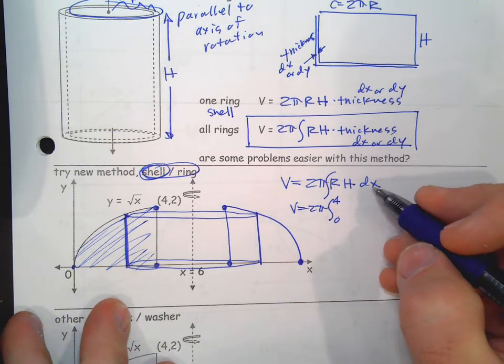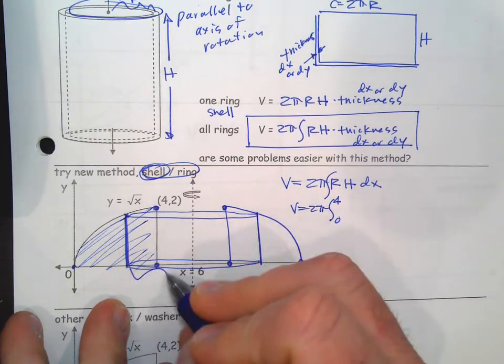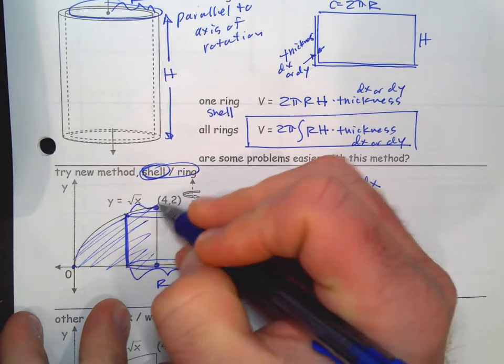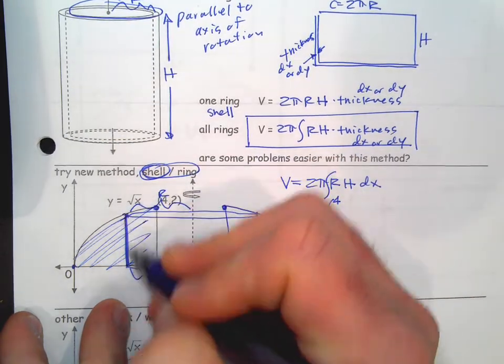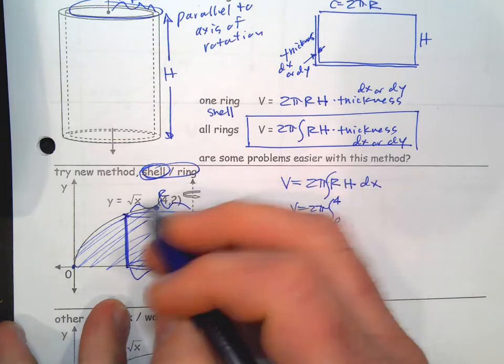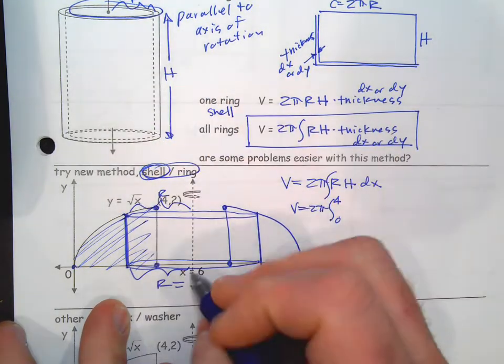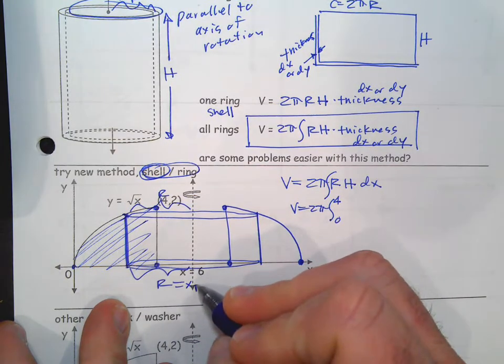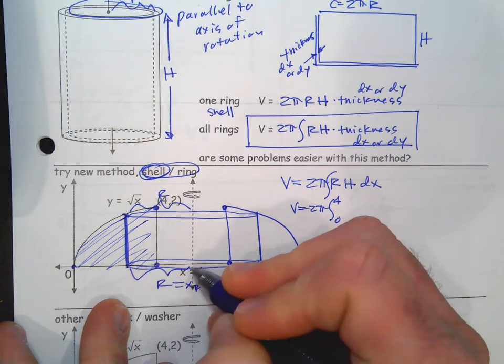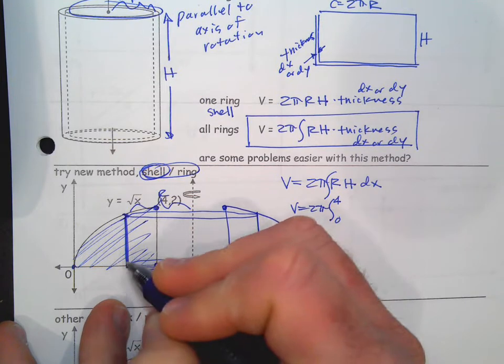So the radius of the shell could be up here, it could be up here, so it could be touching this curve, it could be touching this curve. The radius has nothing to do with the curves. The radius is just being slowly changed, okay? It's x right minus x left, and x right is 6, and x left is just whatever x value we are at.